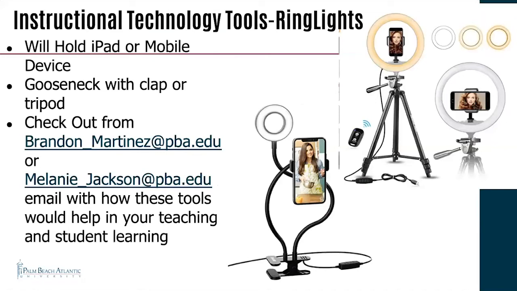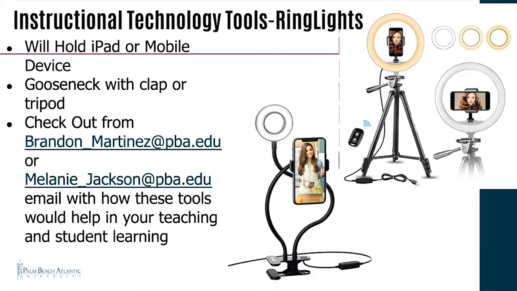We have added some of these ring lights, so either on a tripod like on the left, or in a form of a gooseneck, right, with a clamp on it, kind of in the middle on the bottom right there. So we have a couple of these for checkout per term. If you can email Brandon Martinez and myself, let us know how these tools would help in your teaching and learning. We'd be happy to make sure that you get what you need, whether that is setting up a tripod in the dance studio so that students can see the movement, or setting up something on a clamp, right?